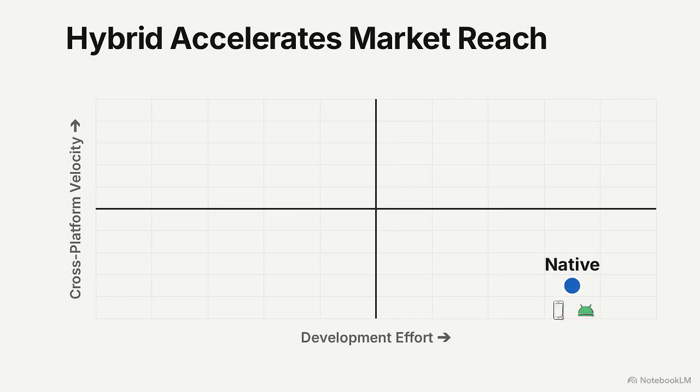Down in the bottom right, we have native iOS and Android. It delivers absolute maximum performance, but requires massive effort and is slow to deploy. Up in the top left sits the hybrid single codebase approach. It requires significantly less capital to build while achieving maximum reach on day one.